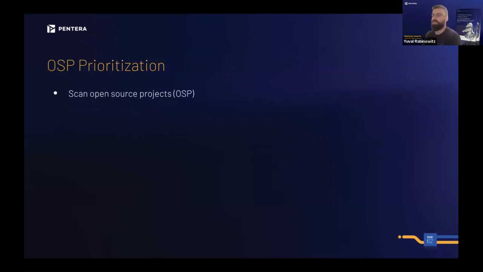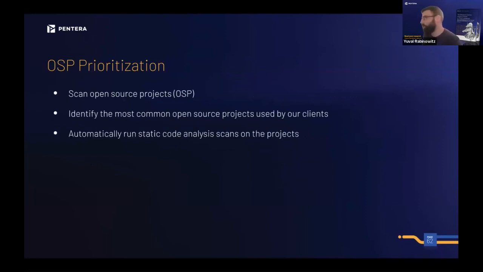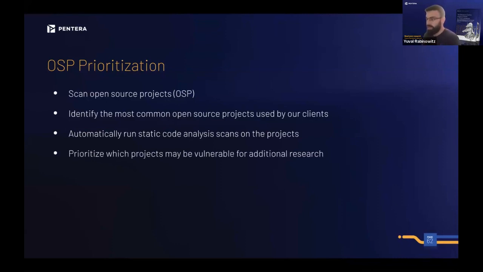That's our word for open source projects. So basically, we can identify what open source projects are common and used by our clients, and we can automatically run code analysis scans on them. So this is happening in the background. Code analysis scans can be quite long. So we don't care, we're just filling up a database in the background with all kinds of projects and all kinds of results. And we'll prioritize the results based on how many clients we have that are using these projects and how many results we got for a certain project. And we'll see what's good for additional research, okay?